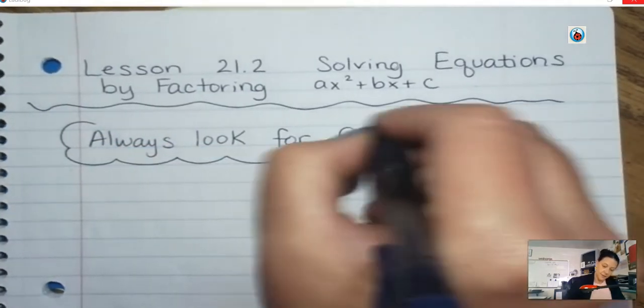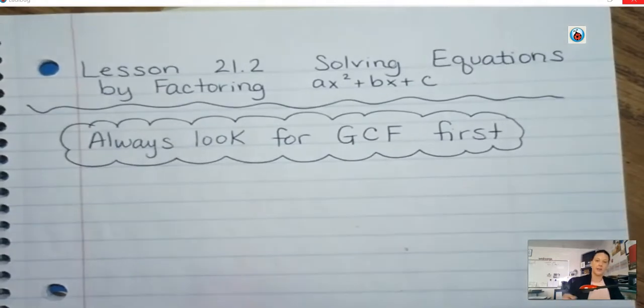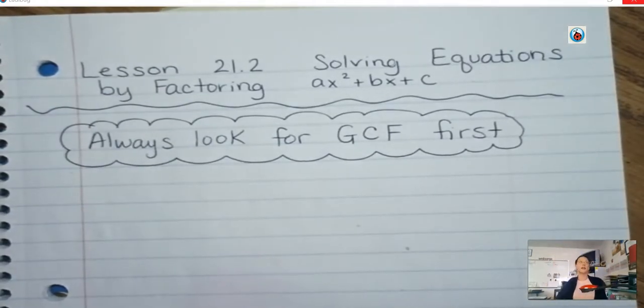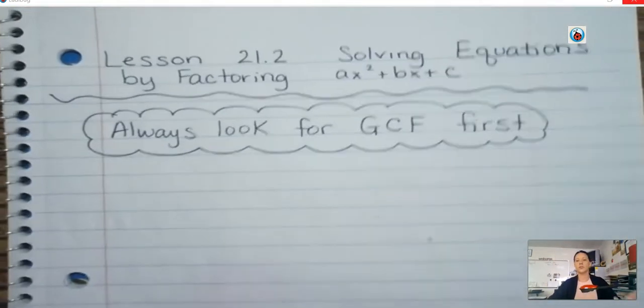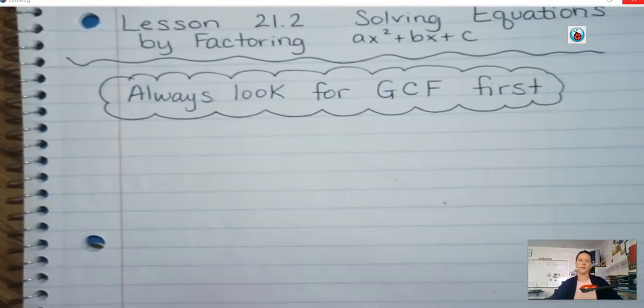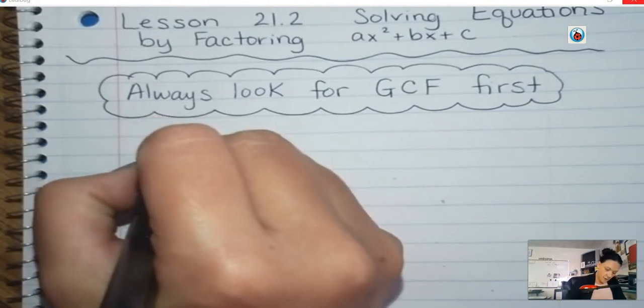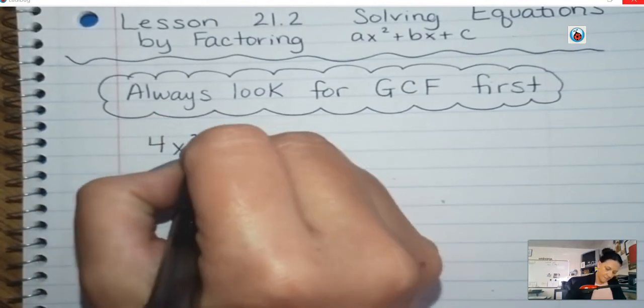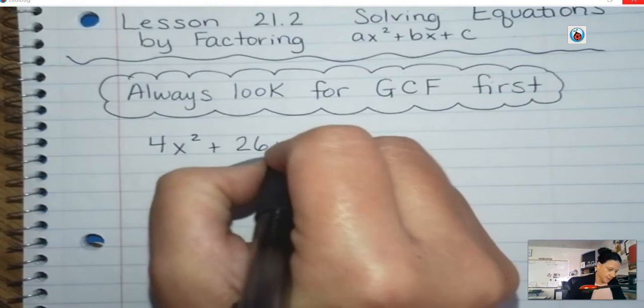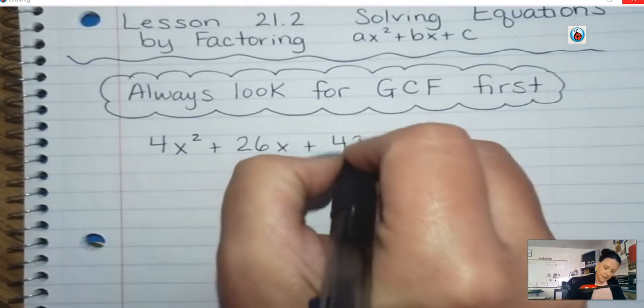I still forget this sometimes when I'm doing problems, and I'll get through it and there are these gigantic numbers, and then later I'm like, oh shoot, I forgot to pull out the greatest common factor first. So here's our first practice: 4x squared plus 26x plus 42.